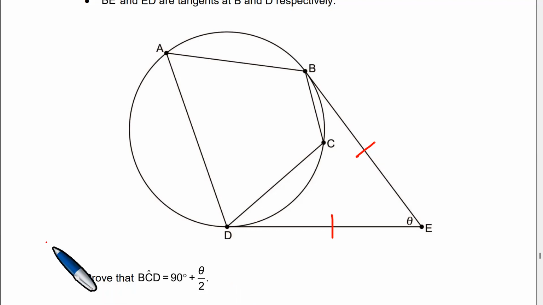Prove that BCD is equal to 90 degrees plus theta over 2. 3 minutes has been allocated for this simple proof. I gave you this as homework. That's why I'm even giving you 3 minutes, because I know that you're not seeing this for the first time today. I gave this yesterday, but I'm interested in just seeing what you are capable of doing.